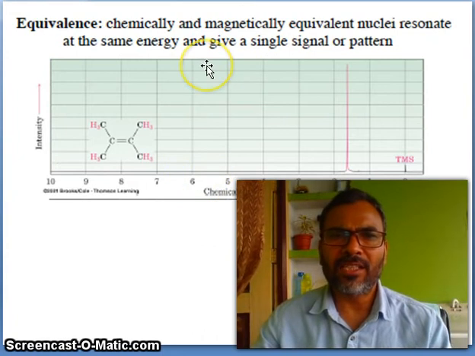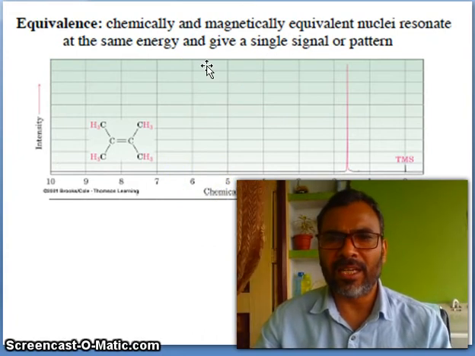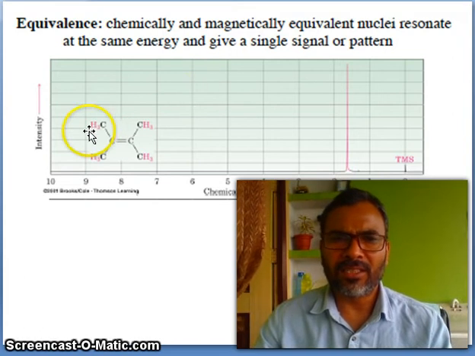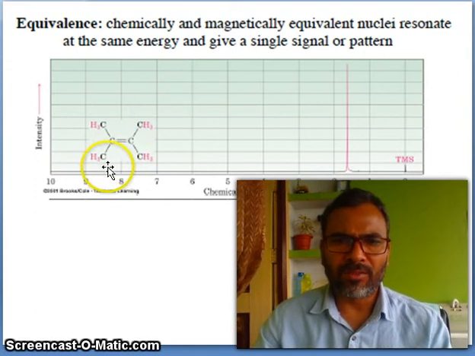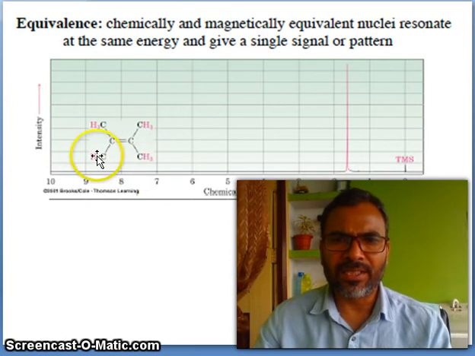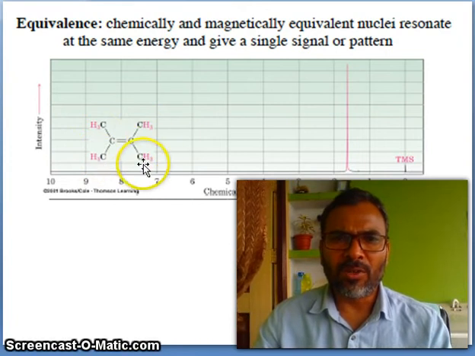So equivalence: chemically and magnetically equivalent nuclei resonate at the same energy and give a signal or pattern. Look at this environment. This compound contains 12 protons. Look here, CH3, CH3, CH3, CH3. So all protons are in the same environment.